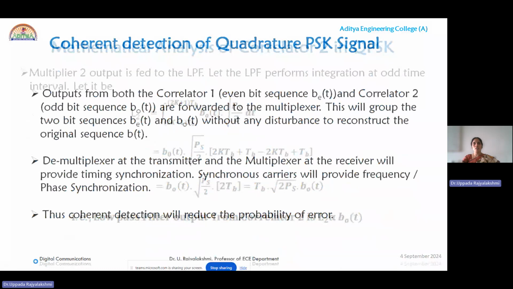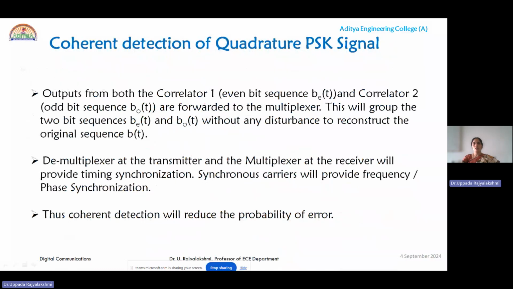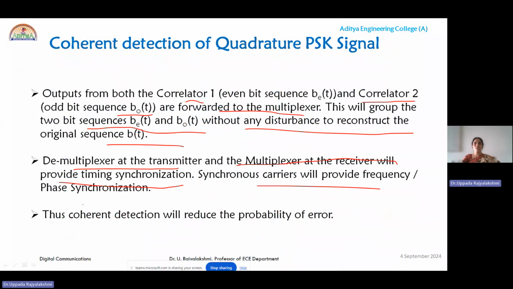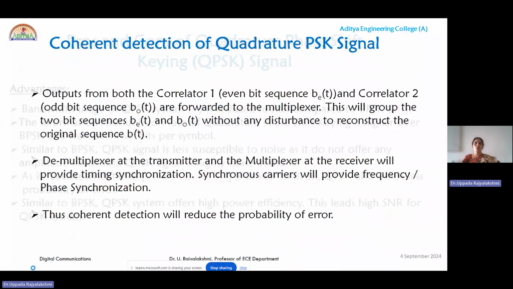Now we will compare the outputs from the correlators. Here we will take the output of correlator 1, which is in terms of the even sequence, and correlator 2, which is in terms of the odd sequence. Both are applied to the multiplexer. This will merge the two bit sequences without any disturbance to reconstruct the original sequence b(t). So the demultiplexer at the transmitter and the multiplexer at the receiver will provide the timing synchronization. Synchronous carriers will provide the frequency or phase synchronization. Here we are using coherent detection, which will reduce the probability of error.